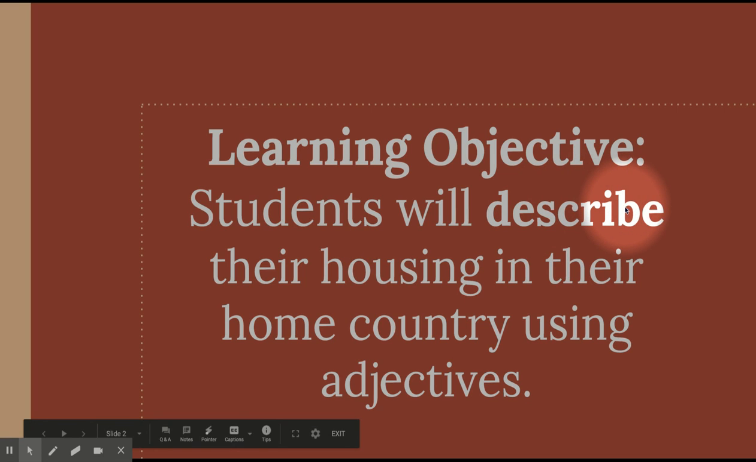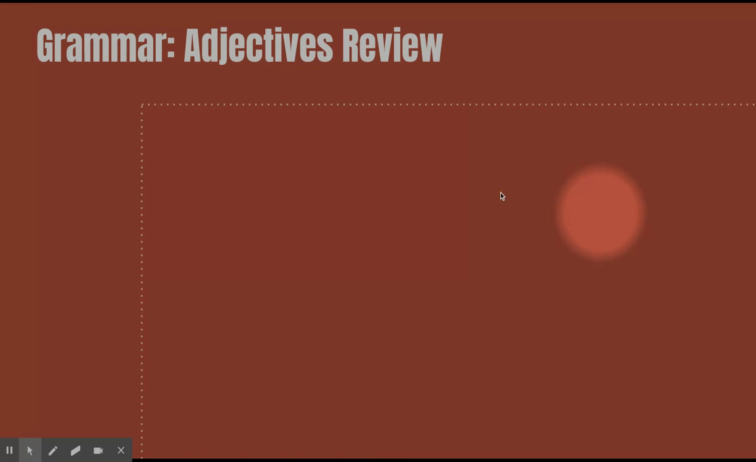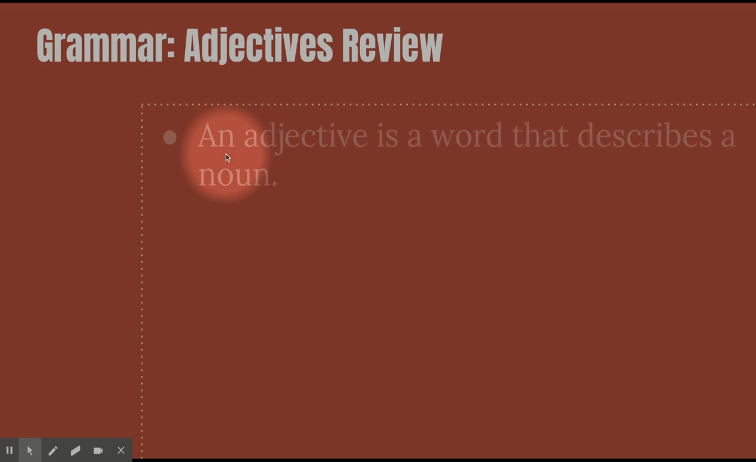But what is an adjective? Well, let's review adjectives together. We know that an adjective is a word that describes a noun. One more time, class. An adjective is a word that describes a noun.